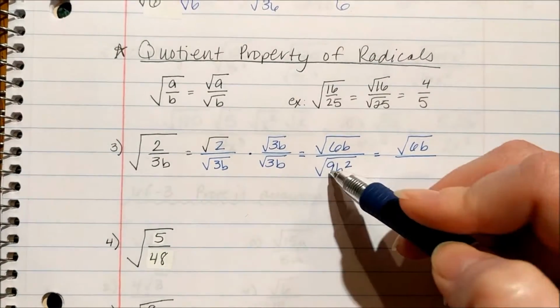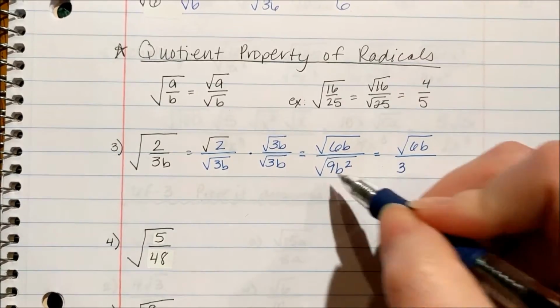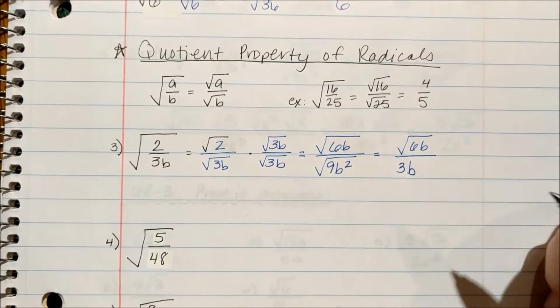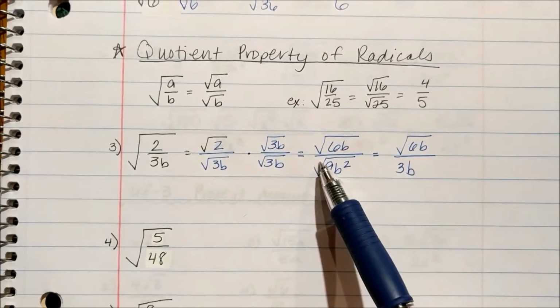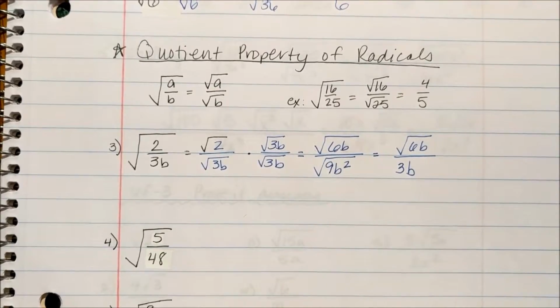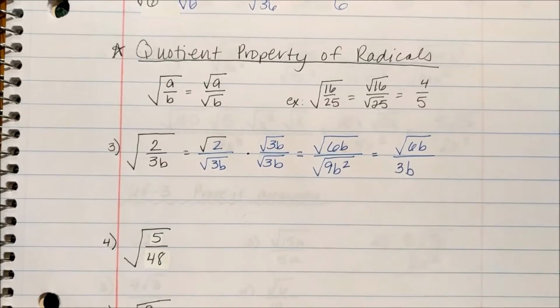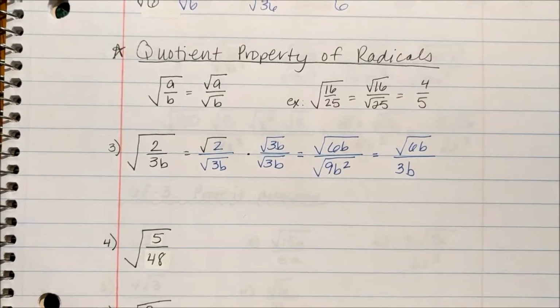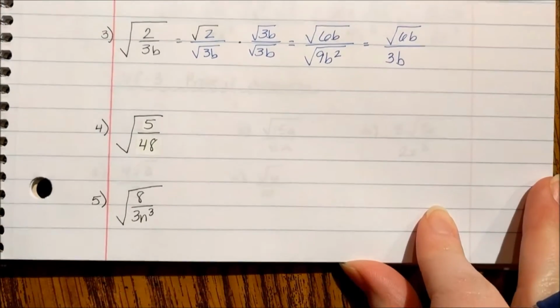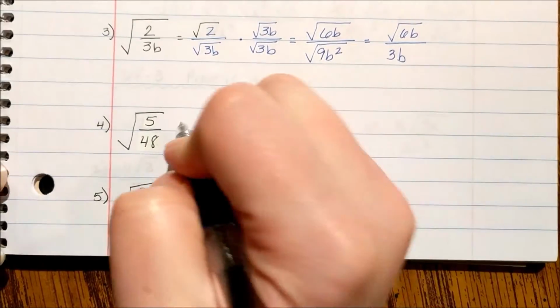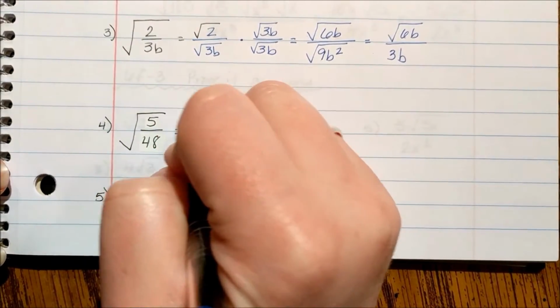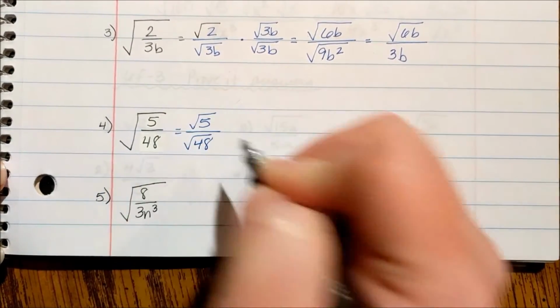But the bottom, the square root of 9 is 3, and the square root of b squared is just b by itself. Remember, when you take the square root of something squared, they cancel out. This now is your final answer because we got rid of the radical on the bottom. In number 4, I'm going to start by splitting this radical into 2 pieces. So the square root of 5 over the square root of 48.